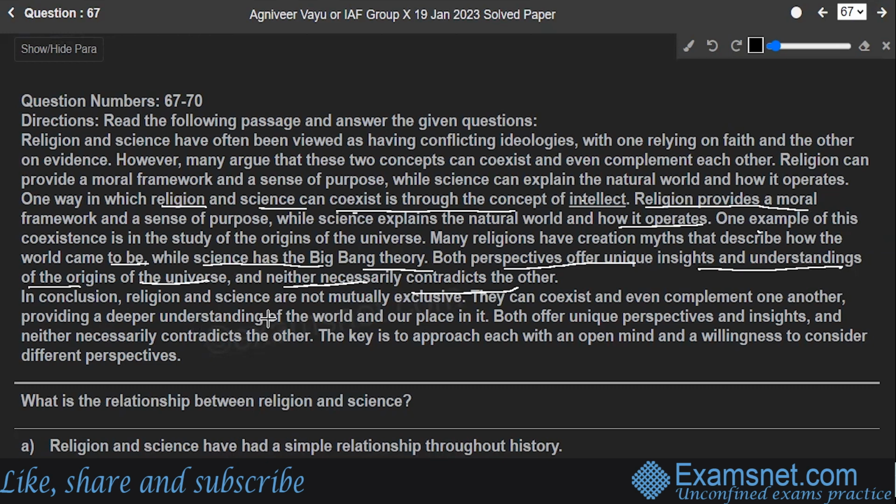In conclusion, religion and science are not mutually exclusive. They can coexist and even complement one another, providing a deeper understanding of the world and our place in it. Both offer unique perspectives and insights, and neither necessarily contradicts the other. The key is to approach each with an open mind and willingness to consider the different perspectives.